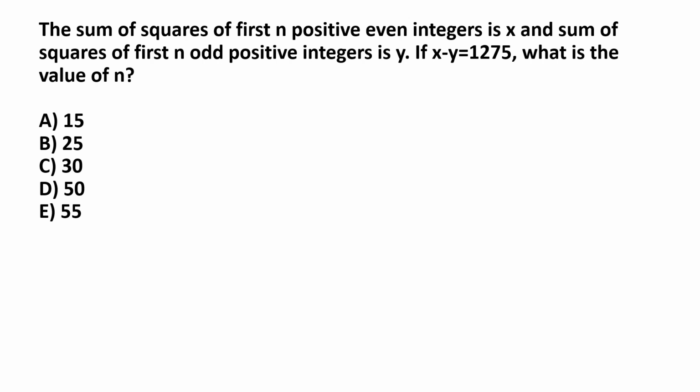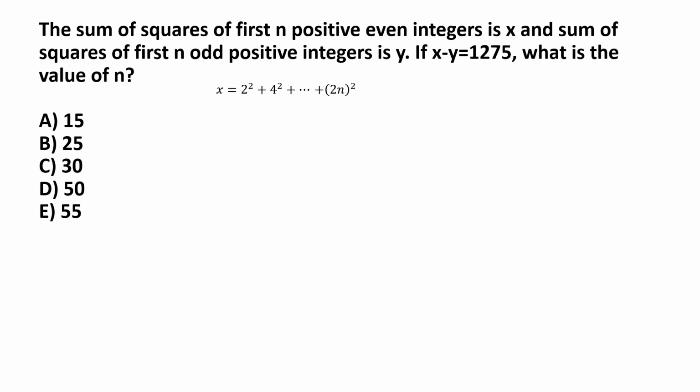And in this case, we have the first n positive even integers. So these will start with 2 and then 4, 6, 8, and so on. So we can write x as the sum of 2 square plus 4 square. So these are squares of the even integers, right? And this will go up to n terms. So if we have even integers and we're going up to n terms, then the last term in this sequence will be simply 2n whole square, right?